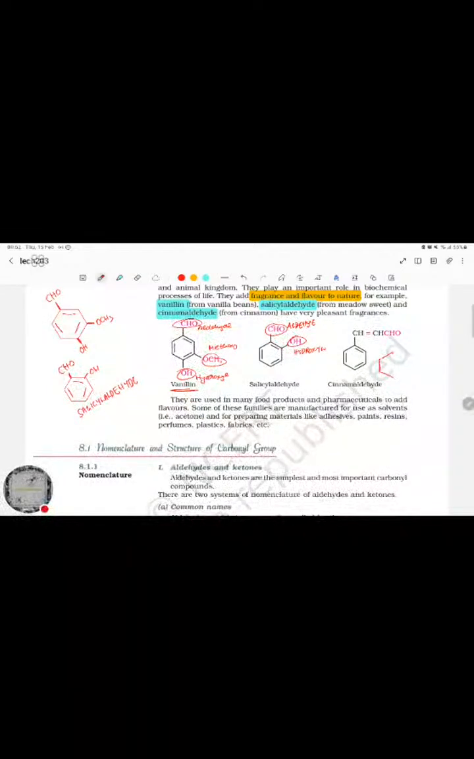Next we have CH double bond CH. So if in a benzene ring I have CH double bond CHO, that's going to be something like this, so it's CH double bond CHO, which means it's going to be cinnamaldehyde.